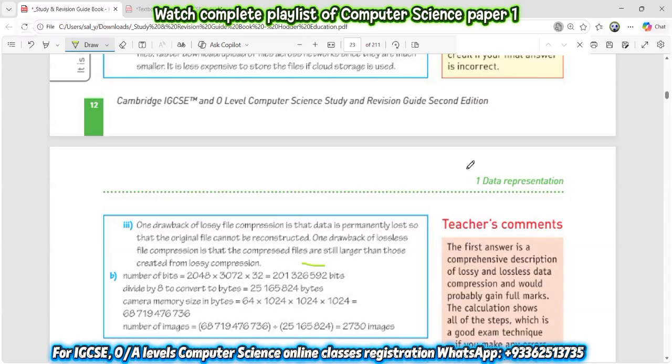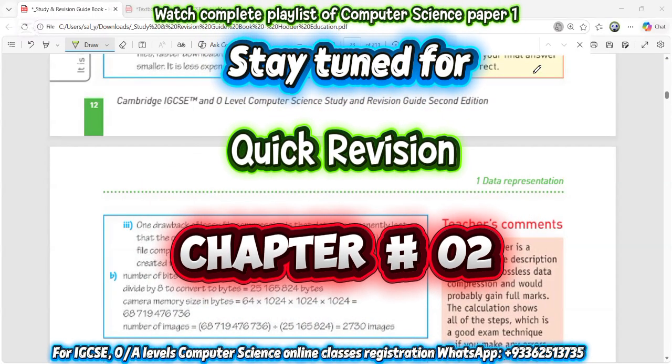Again, the choice is yours. Hope that this chapter number one's revision is completely clear, whatever we have done today.